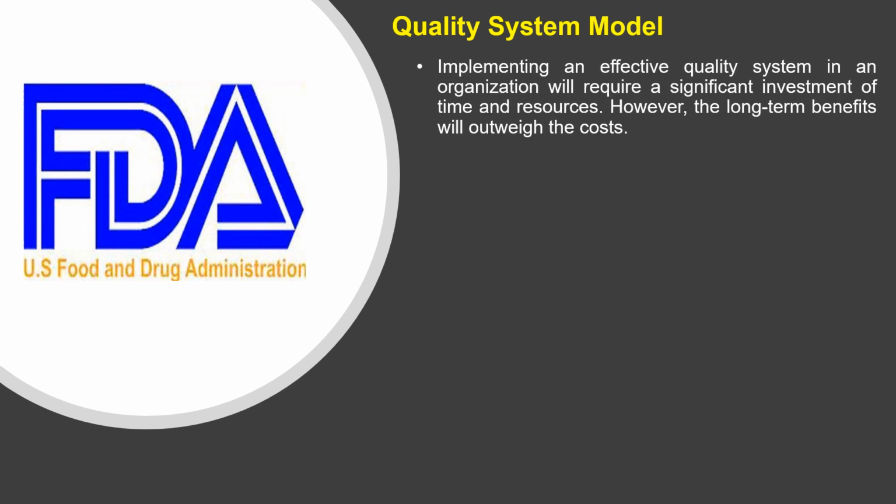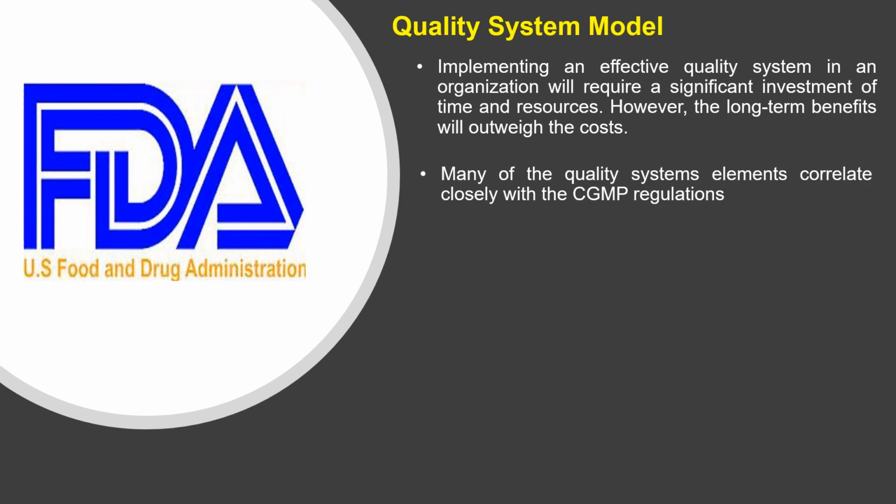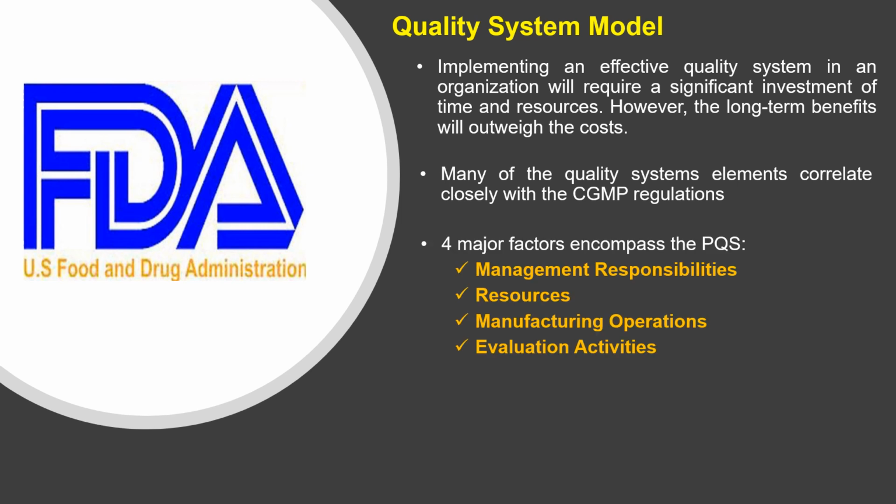The USFDA has clearly mentioned that implementing an effective quality system in an organization will require significant investment of time and resources. However, the long-term benefits would outweigh the costs. Many of the quality system elements are closely correlated with the CGMP regulations. This guideline defines four major factors for the pharmaceutical quality system.